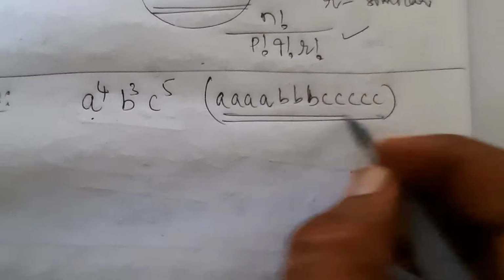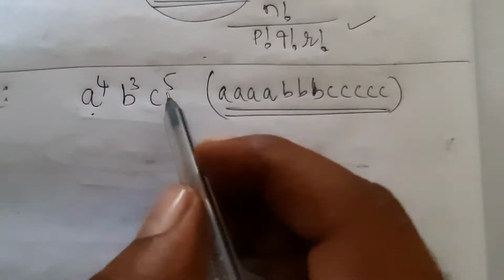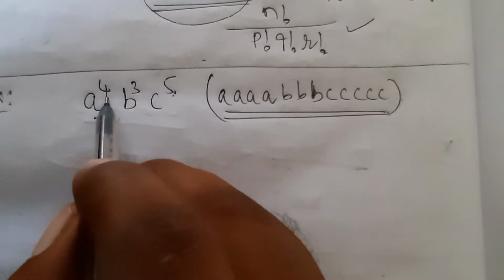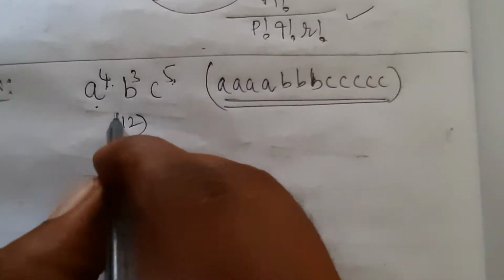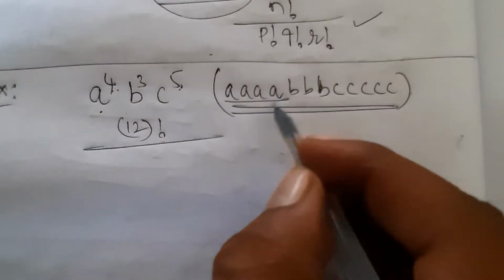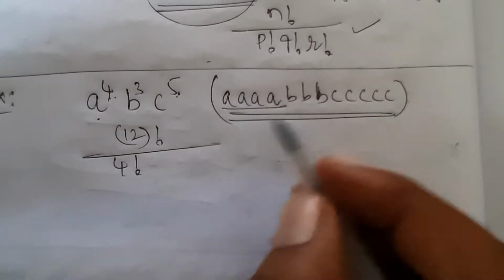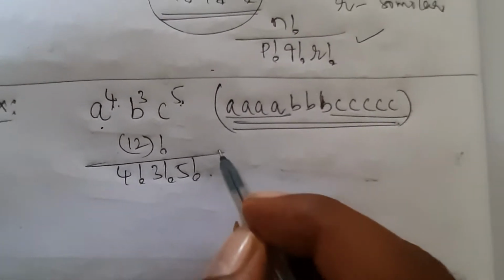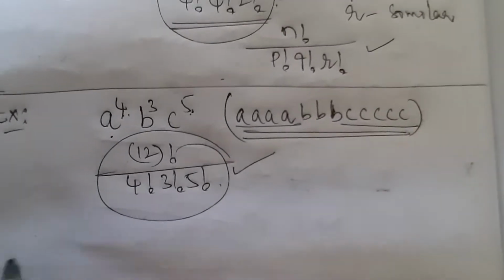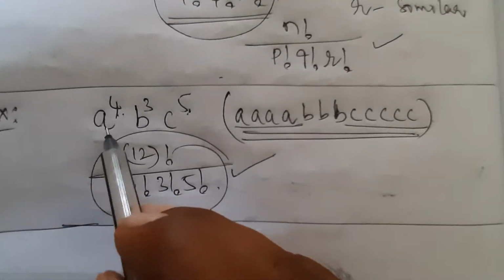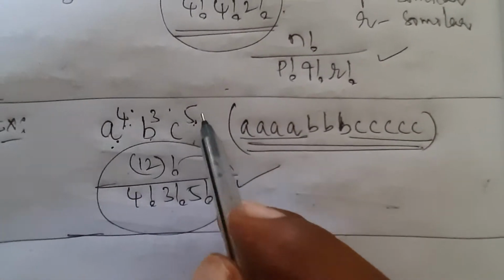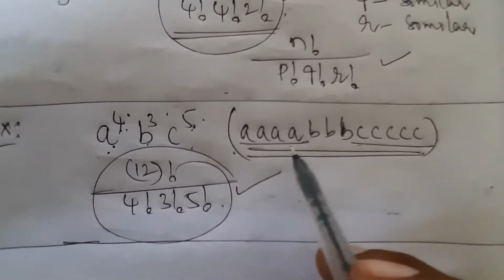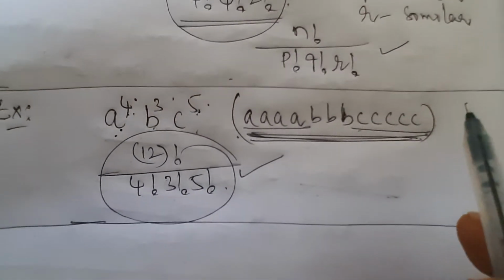So how many ways can you arrange them? Cross-check one time. How many letters are there? 5 plus 4 is 9, 9 plus 3 is 12. So automatically 12 factorial divided by: a occurs 4 times, so 4 factorial; b occurs 3 times, so 3 factorial; c occurs how many times? 5 times, so 5 factorial. So this is the total number of ways of arranging the letters of the word a to the power 4, b cubed, c to the power 5 in its expanded form. Expanded form is this one.